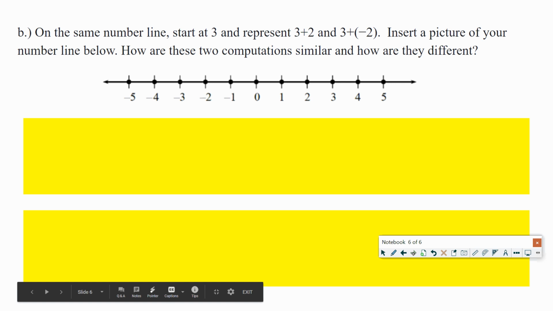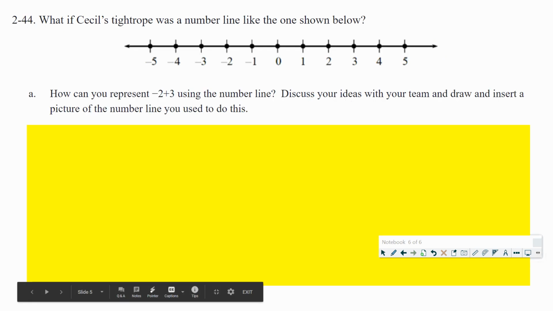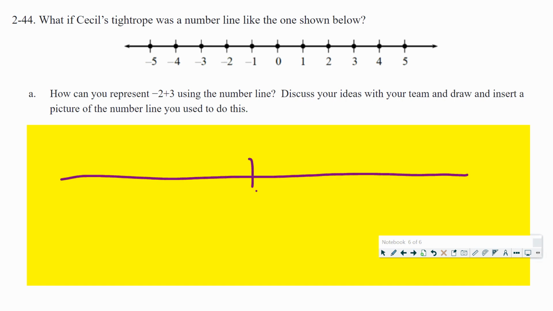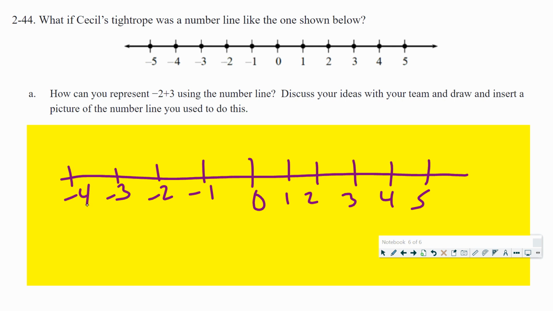Oops, one slide too far. It says, what if Cecil's tightrope was a number line, like the one shown below? How can you represent negative 2 plus 3 using a number line? If I drew a number line similar to the one up there, I would start at negative 2, and I would jump forward 1, 2, 3. So I'd get positive 1. So negative 2 plus 3 equals positive 1.